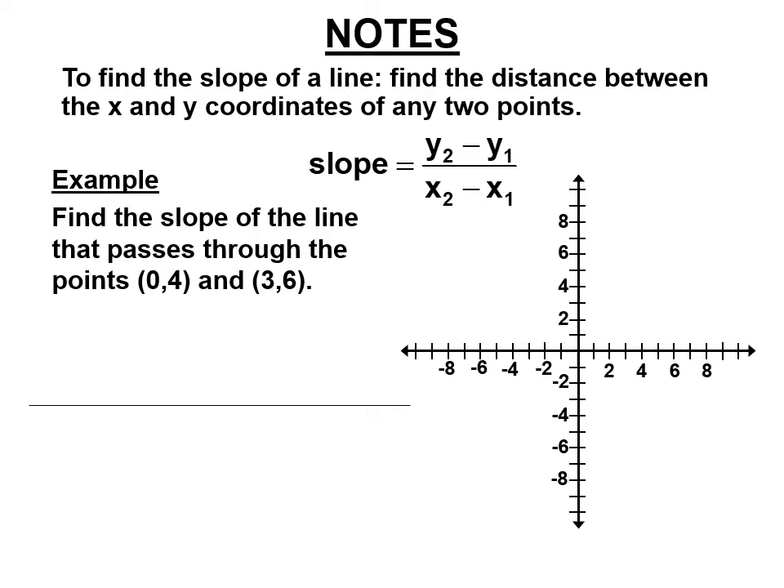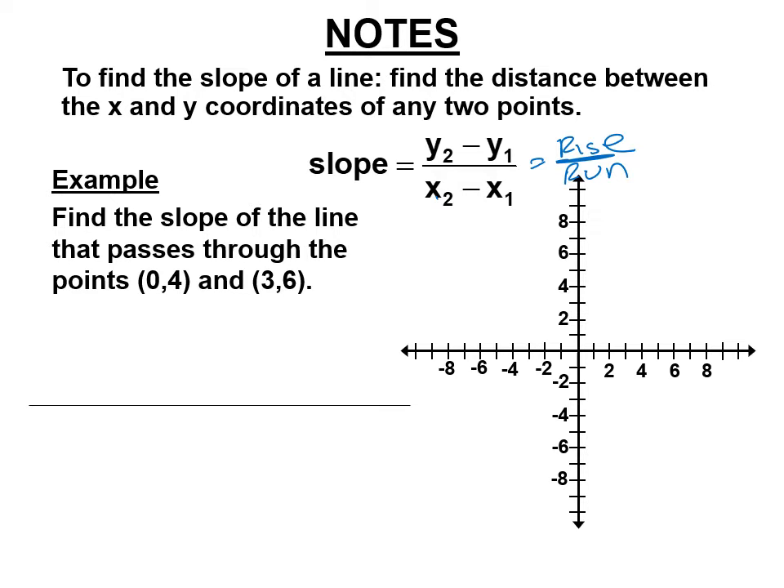All right, so to find your rise, you're going to subtract your 2 y coordinates, y sub 2 and y sub 1. That's your vertical distance. Remember, though, it's going to have a direction now. And to get your run, you're going to subtract your x coordinates. Okay, so let's see that.